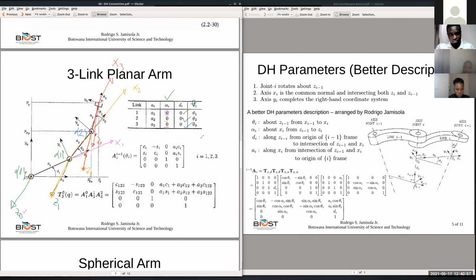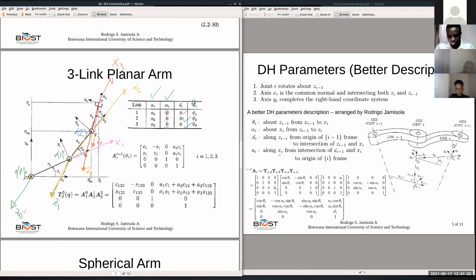Okay, so A1 now. Let's consider this. So now again, this is the distance along X1. So A1, if you consider A1, now you are looking at X1. So this is X1 along here. That means there is that direction from here to there, from here to there.